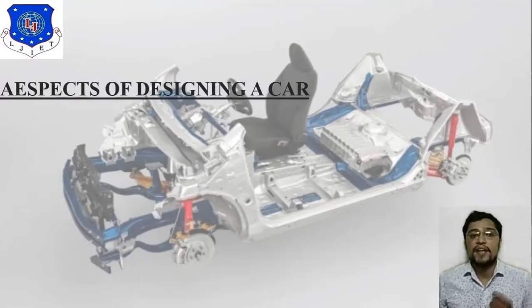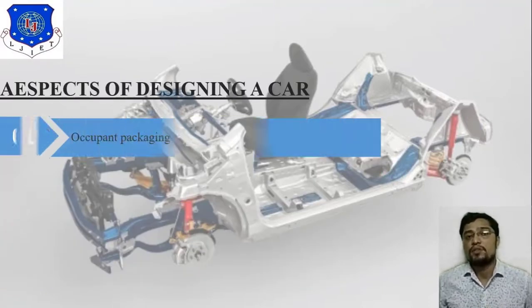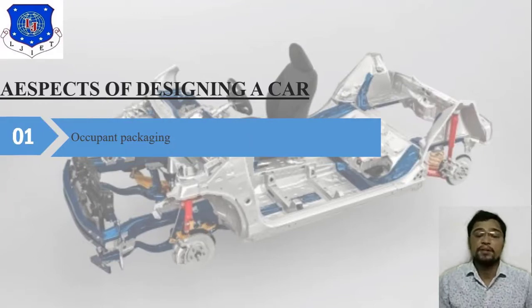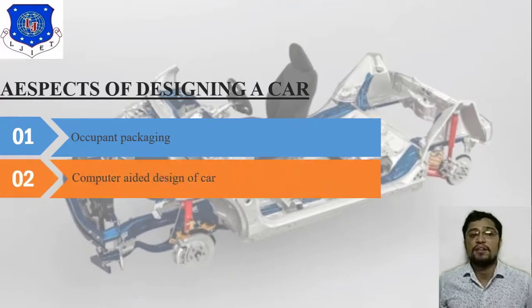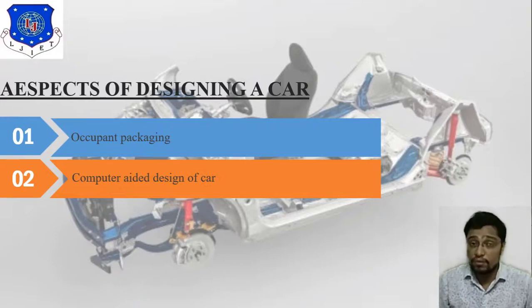Next is the aspects of designing a car. There are many parameters in this concept. First is occupant packaging. Second is computer aided design of car, for which one example is the simulation process in ANSYS software, where we discuss the different forces acting on the car. This is an example of computer aided design of car.